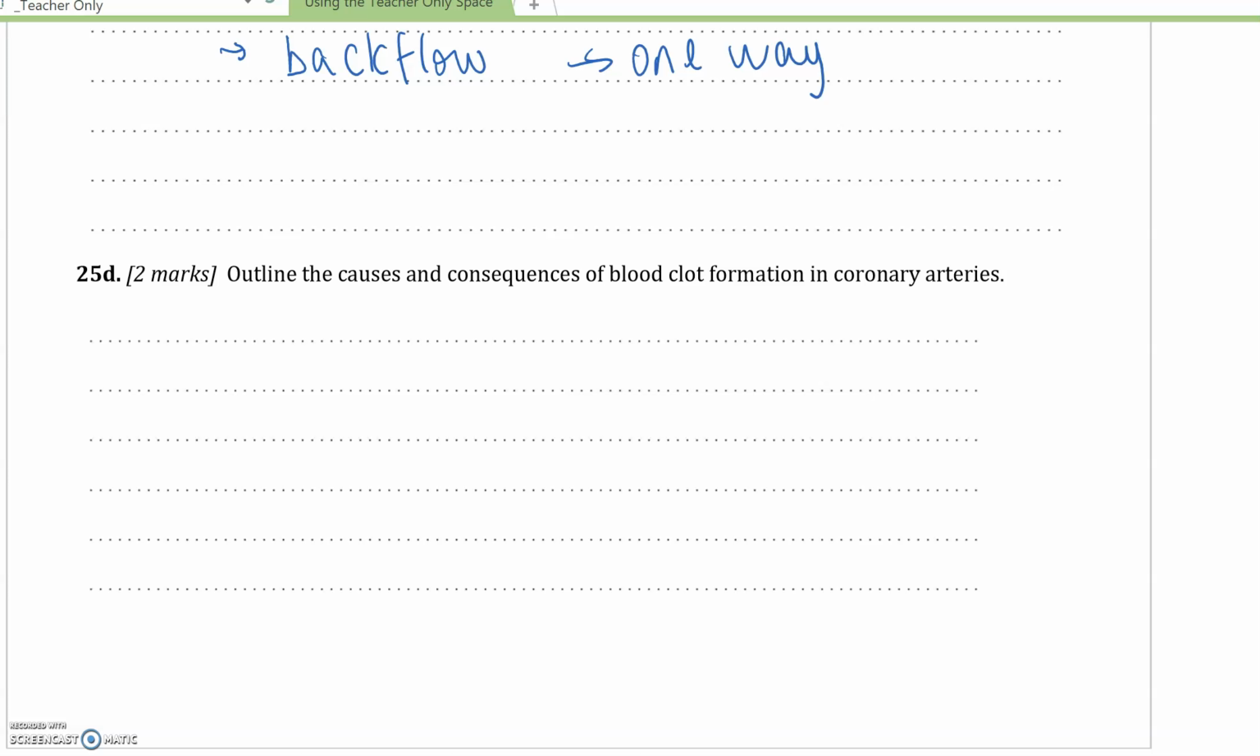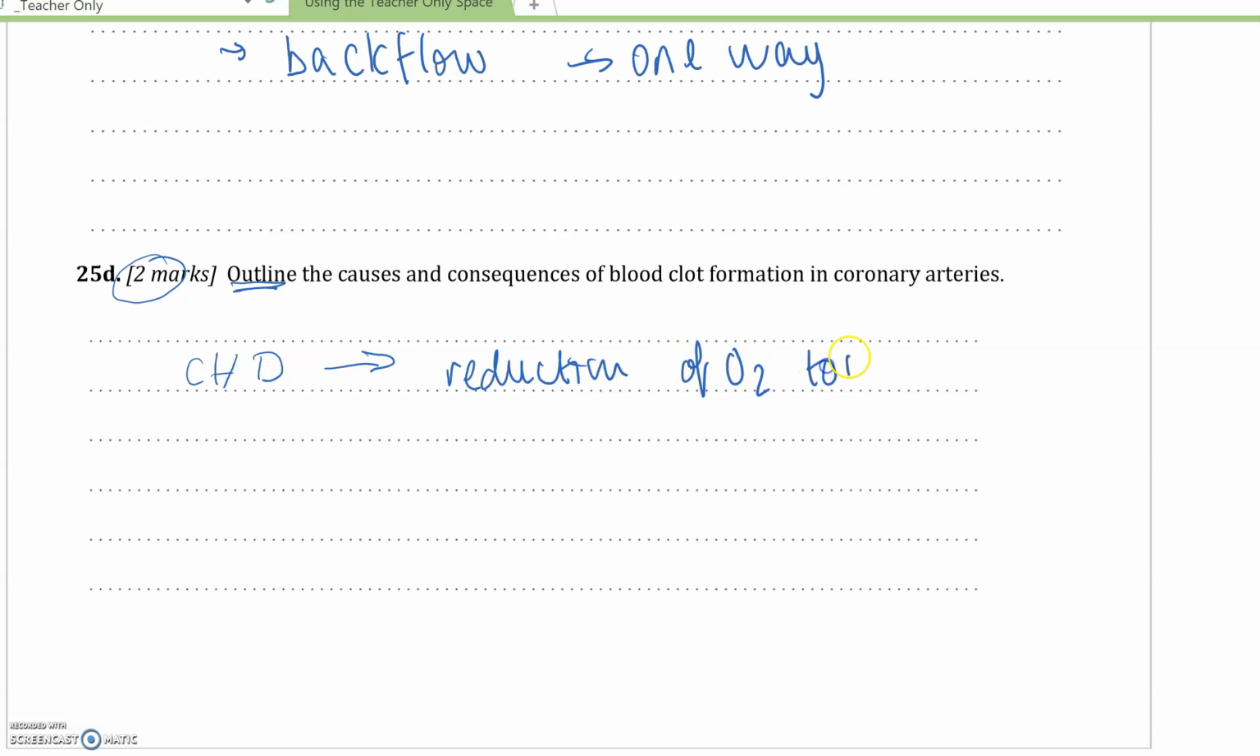And then 25d, outline the causes and consequence of blood clot formation in coronary arteries. There's only 2 marks here, so there's plenty that you can say. So you could talk about the fact that coronary heart disease occurs when you get a reduction of oxygen to the heart muscle.